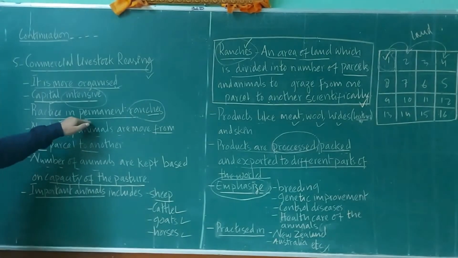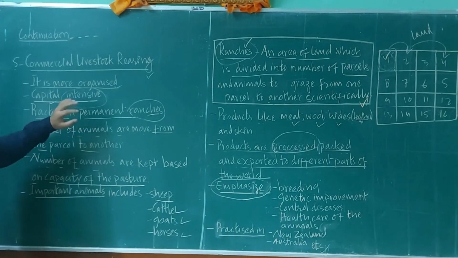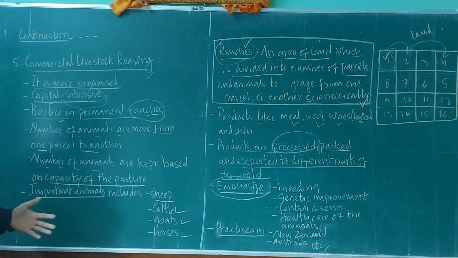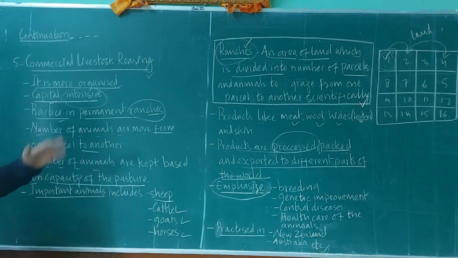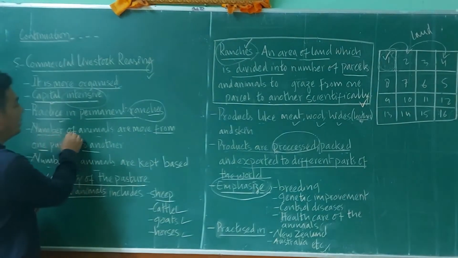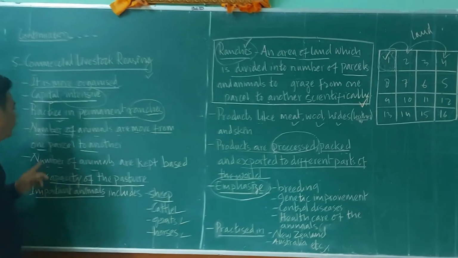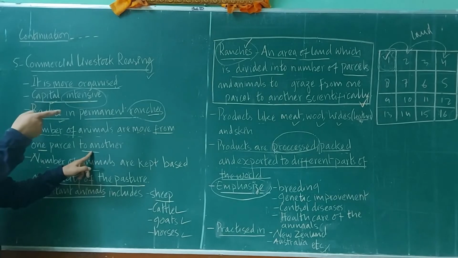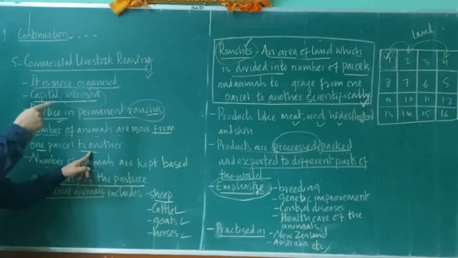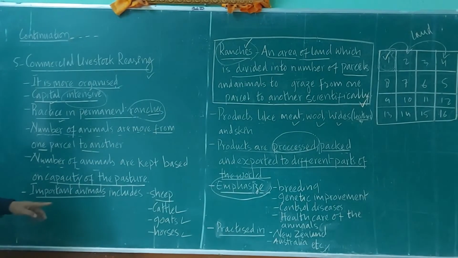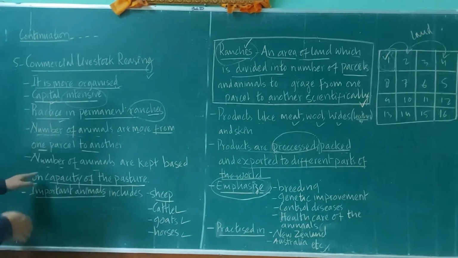So they will raise the animals in the permanent ranches. In nomadic herding, they raise the animals in the mountain area and in the plain area, and they move. It's not a permanent one. In ranches, the animals are moved from one parcel to another. In nomadic herding, they move from plain area to mountain area, vertically, up and down.